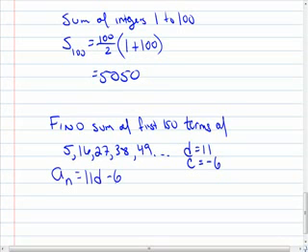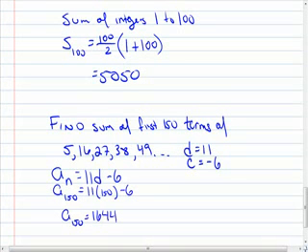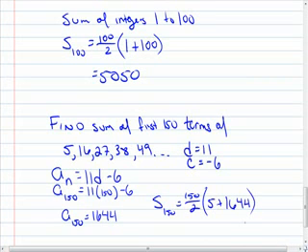So the 150th term is 11 times 150 minus 6, or 1644. So the sum of the first 150 terms here is 150 over 2, first plus last.